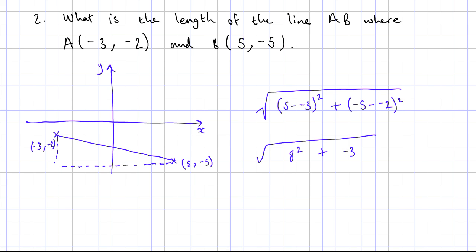Now that's going to simplify to square root of 64 add 9, and that's equal to square root of 73. Now I need to check if I can simplify this. Now, is there a square number that's a factor of 73? There isn't. So this is simplified. So the length of the line AB is square root of 73.